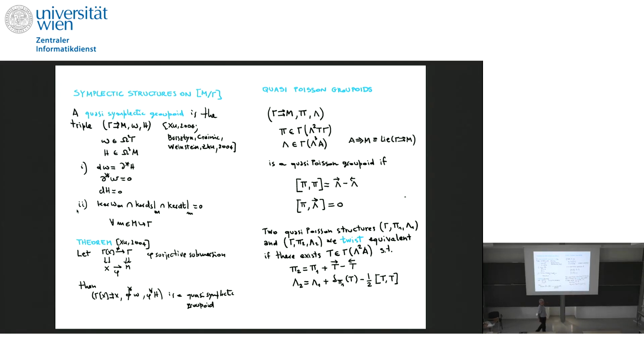Okay, and there is also a very important notion of twist between two quasi-Poisson structures. So we have two quasi-Poisson structures, pi one lambda one, pi two lambda two, over the same groupoid gamma. And we say that they are twist equivalent if there exists some t, which is a section of wedge 2 of A, so a section of degree 2 of the algebroid, such that pi 2 and lambda 2 are related to pi 1 lambda 1 by this equation.